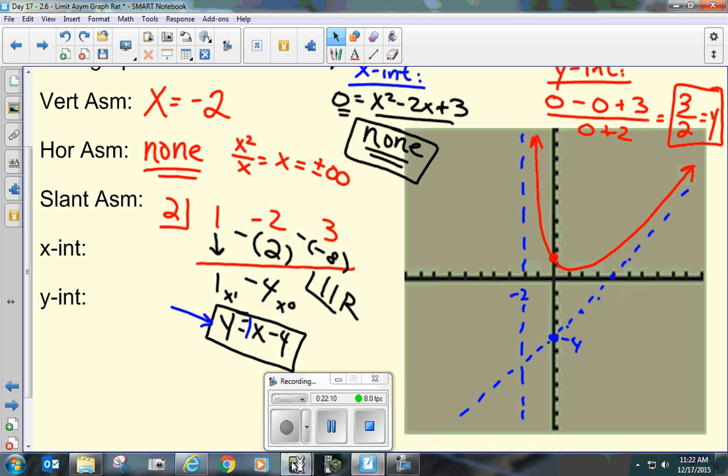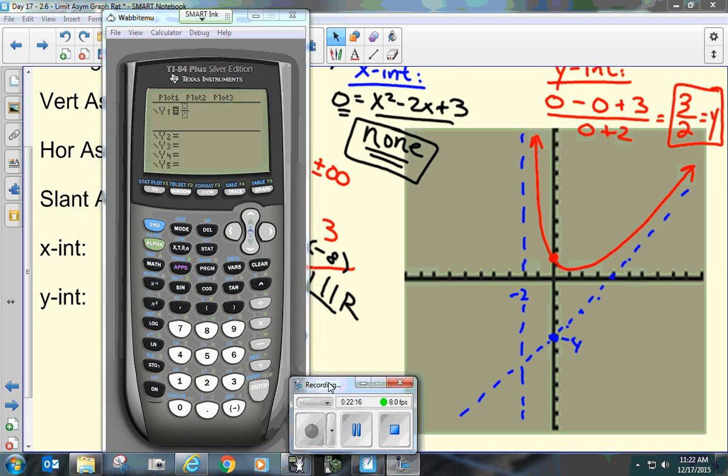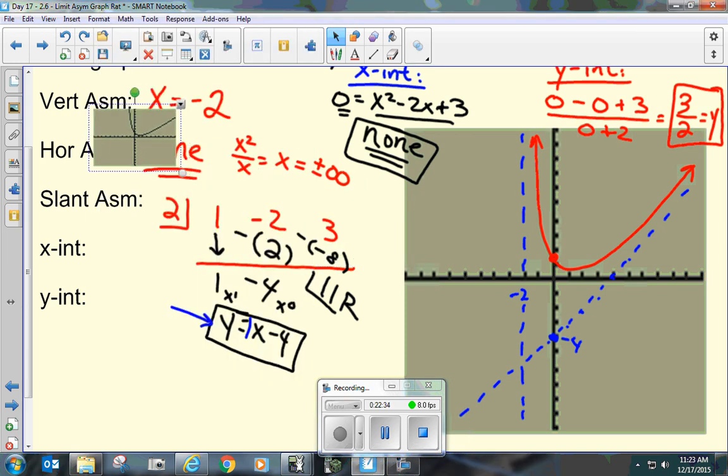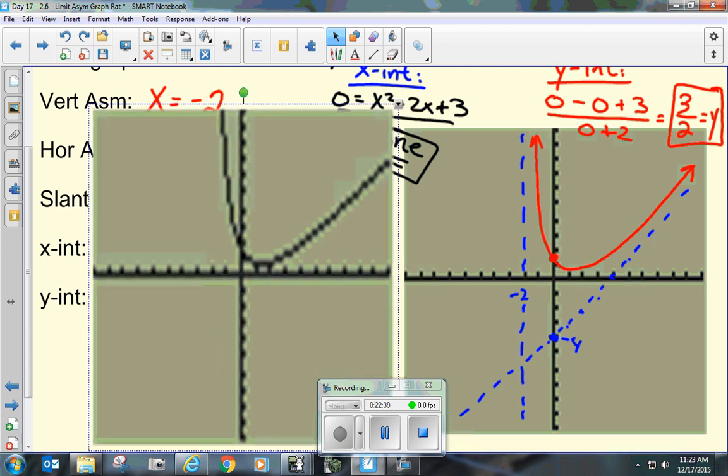I mean, let's check out the graph and see what we got. Y equals clear. What is the fraction? X squared minus 2x plus 3 all over x plus 2. Let's graph this. Bam! Wow, look at us go. It's pretty darn good. Look at us go.